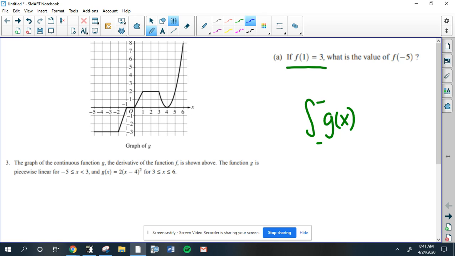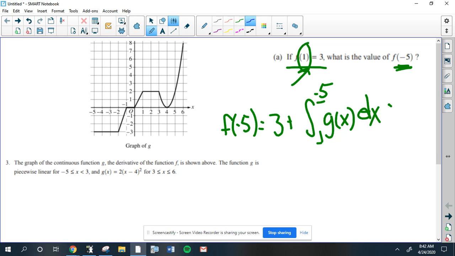So on all these problems, to figure out what f(-5) is, you have to start with the initial condition. The value was 3. And you have to add the change from the x value where you started, 1, to the x value that you're actually finding the value of the function at, -5. And then that's the answer. So we're going to quickly calculate that.